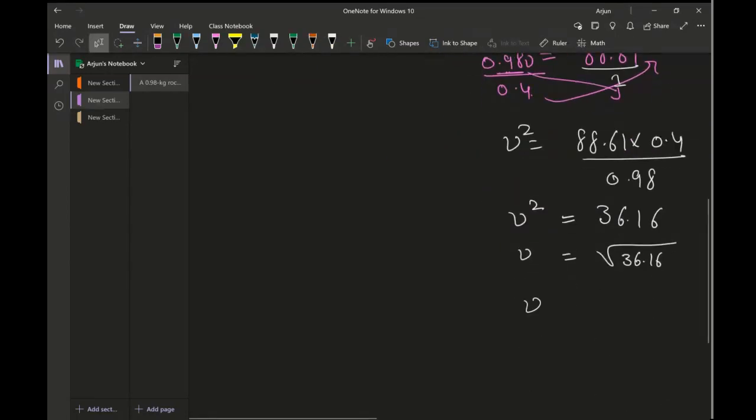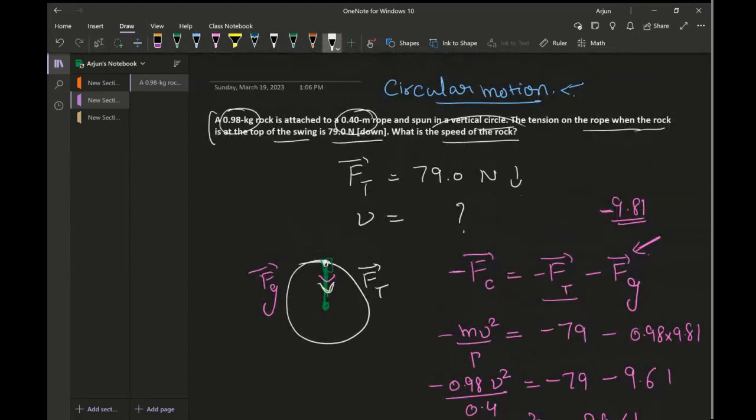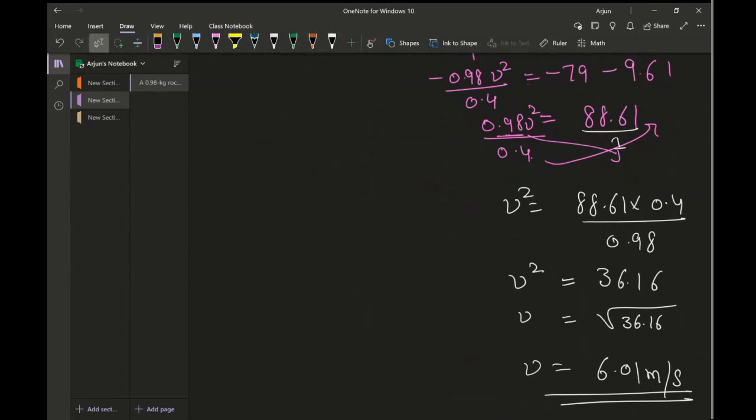Now the v value will come out to be approximately 6 point something, so I will call it 6.01 meters per second. That is the speed with which it will rotate. The rock will rotate in a circular direction. So hopefully you were able to understand the concept and how you can apply the equation.